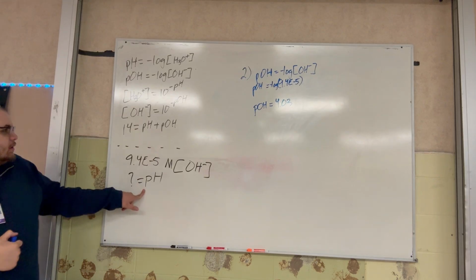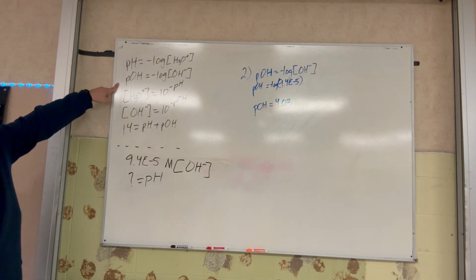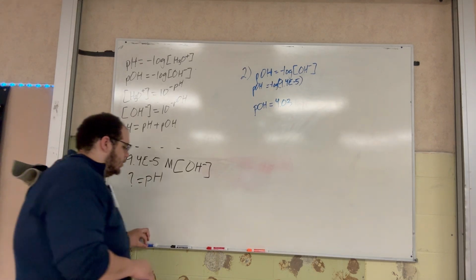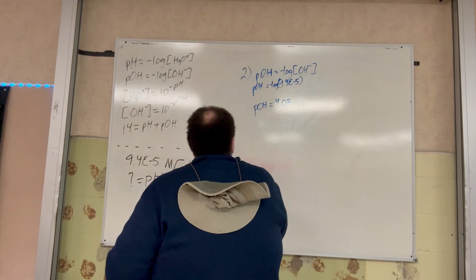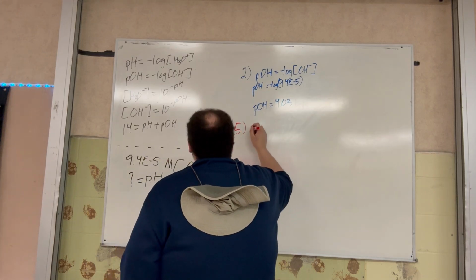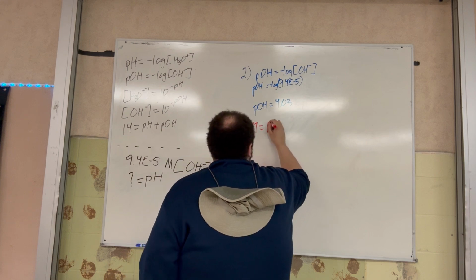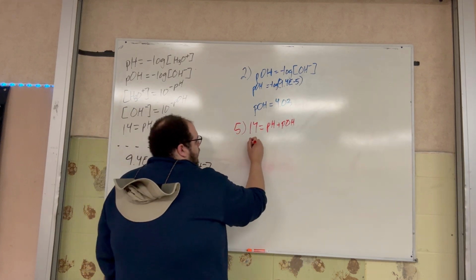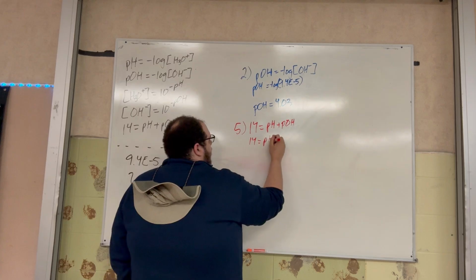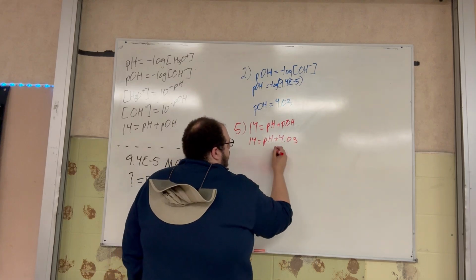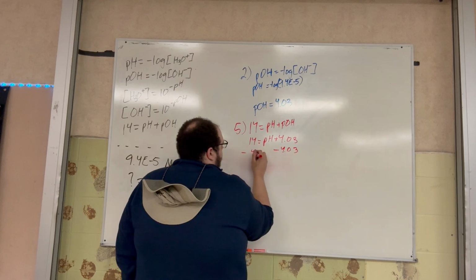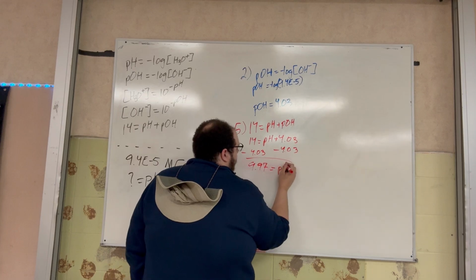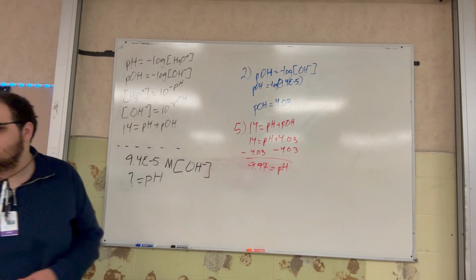I need to find pH. Looking at my list, oh, here we go. I have pH and POH in the same equation. Equation 5 says that I can use 14 equals pH plus POH, and I can plug and chug. For 14 equals pH plus 4.03, subtract 4.03 from both sides. Did anybody else get 9.97 for your pH?